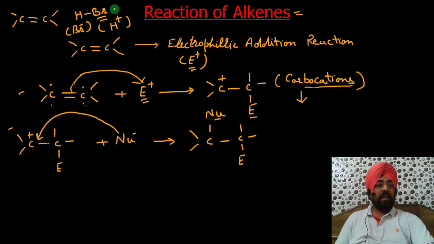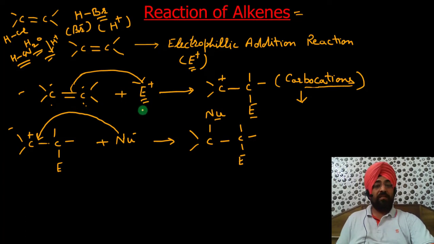It can be HBr, it can be water, even water, but we need acidic conditions for that, which we will discuss today. Or it can be HCl, HCN, any reagent. Generally they add by this way to alkenes. This is a general mechanism for electrophilic addition reactions. So please remember, alkenes undergo electrophilic addition reactions.